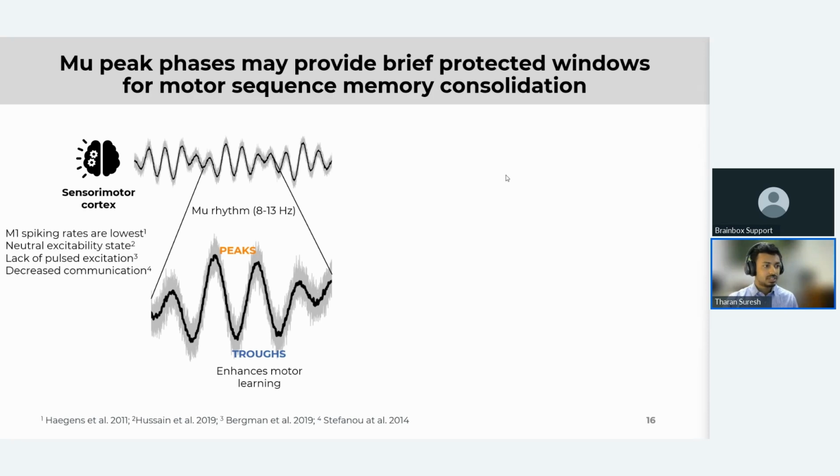Like I mentioned, previous studies have shown that M1 spiking rates are slowest when measured during mu rhythm peak phases. And mu peak phases reflect brief quiescent windows during which corticospinal and sensorimotor network communication is diminished relative to mu rhythm trough phases. They reflect a neurally less excitable state where the sensorimotor network propagates information weakly compared to mu rhythm trough phases. And evidence for this, again, comes from the 2021 study that I presented earlier, where they measured the propagation of TMS-induced changes in broadband power to be weaker during mu rhythm peak phases than trough phases.